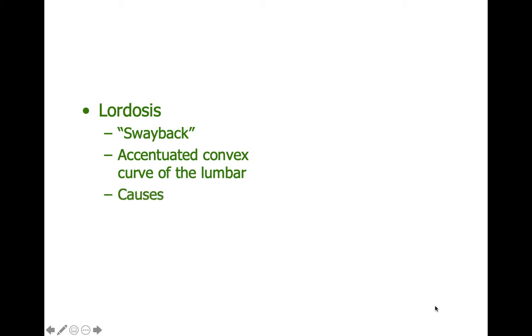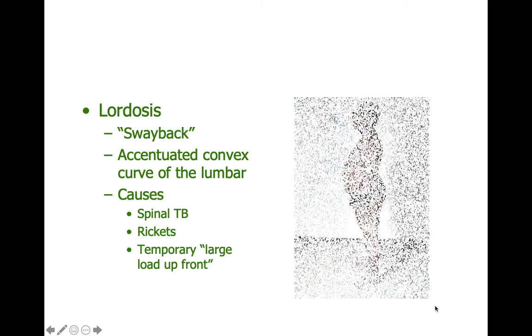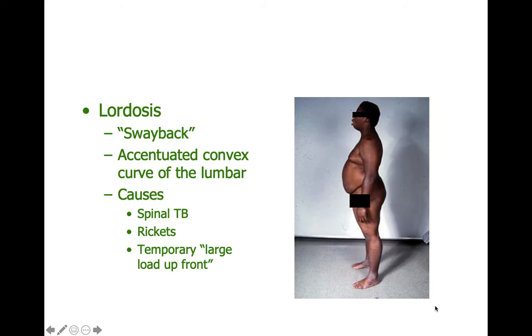And last is lordosis. We refer to this as a swayback, an accentuated convex curve of the lumbar region of your vertebral column. Causes can be spinal tuberculosis, it can be rickets. Most commonly, it's a temporary load up front. So we see this rather overweight gentleman, and his lumbar region is kind of curved excessively. We see this in pregnant women, heavily pregnant women. The reason for this is to bring the center of gravity back over the pelvic girdle, but unfortunately, it can lead to very painful back issues.